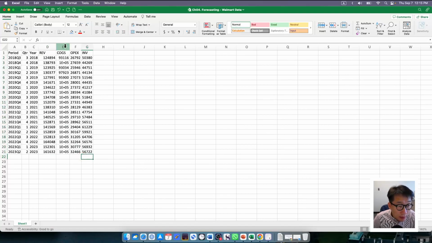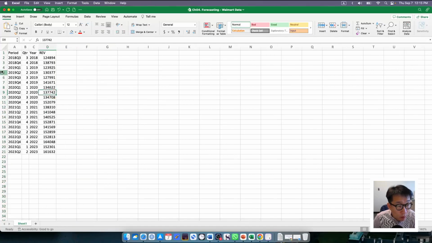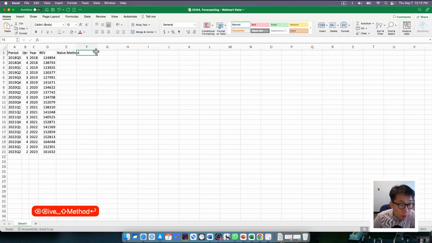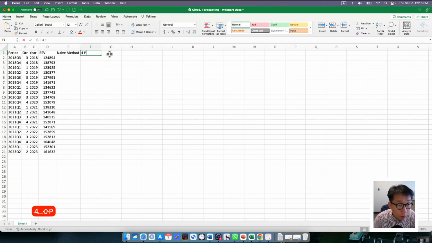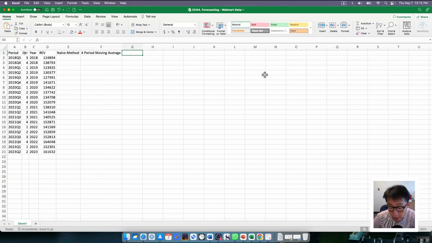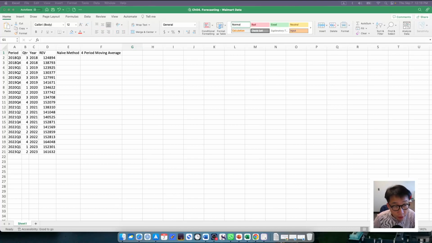I'm going to delete anything other than revenue column. So this is actual Walmart revenue by quarter. So recall that we studied naive method. So I'm going to do naive method, and then I'm going to do 4-period moving average, just because we did 3-period moving average in class. And I'll do other techniques in different videos because of the length.